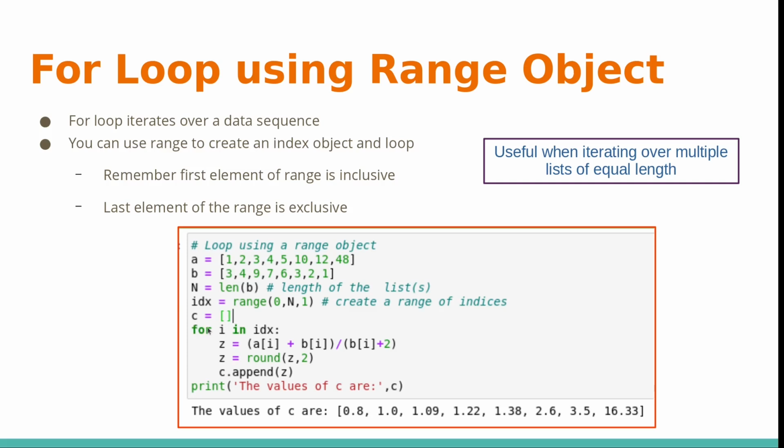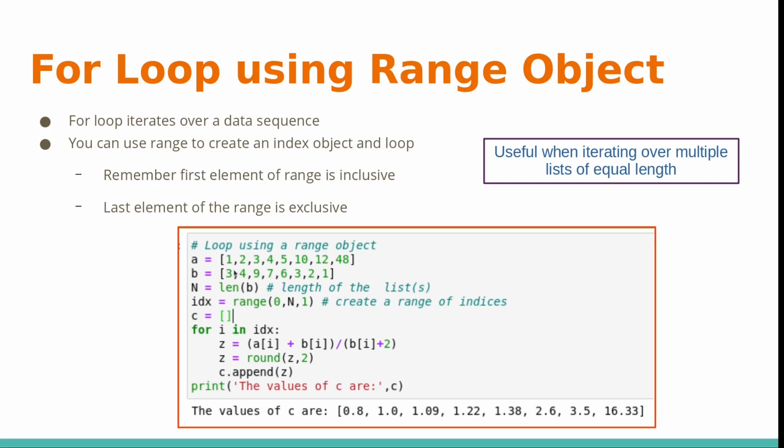Now I create an empty list again where I want to store my output. And then I'm going to loop now for I in IDX. So I'm looping not over A or B, but I'm actually looping over this index IDX. So IDX, first it'll pick 0. It'll take A of 0 plus B of 0 divided by B of 0 plus 2.